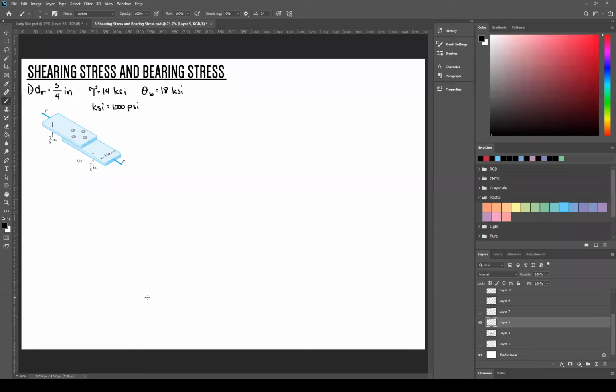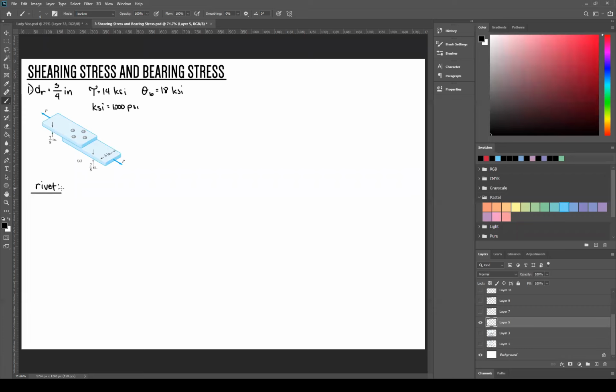Now let's try to analyze it this way. Remember, when we were solving for actual stresses, the number of working stresses we had is equal to the number of equations that we need to use. We have 2 working stresses, so we're going to analyze in 2 ways: one for shear, one for bearing. Let's start with shear. Shear happens in the rivet.